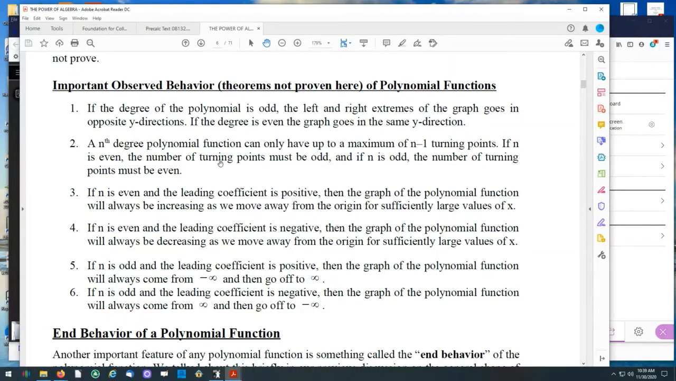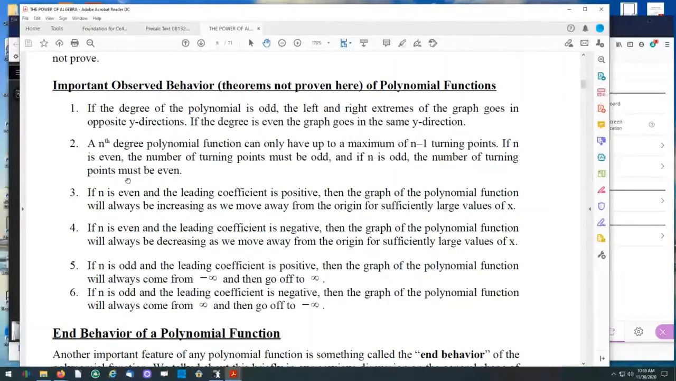And an nth degree polynomial function can only have up to a maximum of n minus 1 turning points. So if it's a first degree polynomial function, it has no turning points. If it's a second degree polynomial, it's n minus 1, or 1 turning point. If it's third degree, it can have 2. If it's a fourth degree, it can have 3. A fifth degree can have 4. That's the most. It can't have more turning points than the function's degree itself.